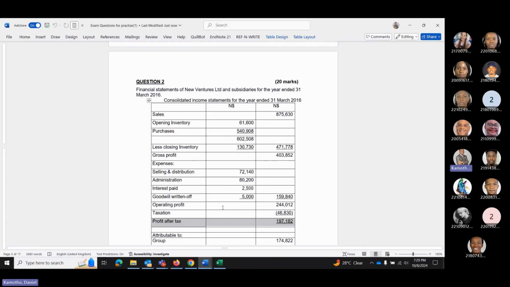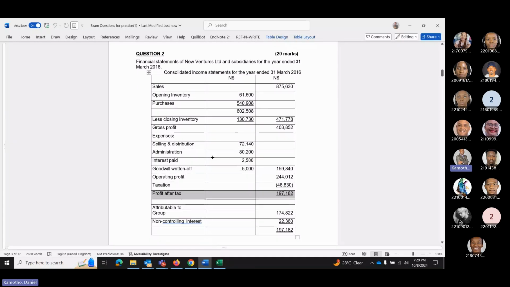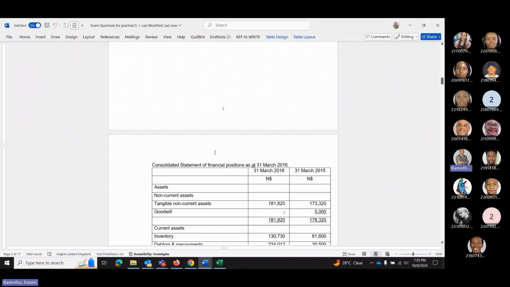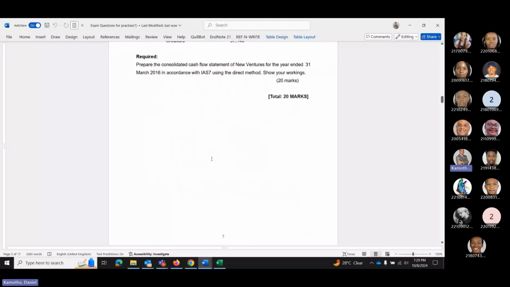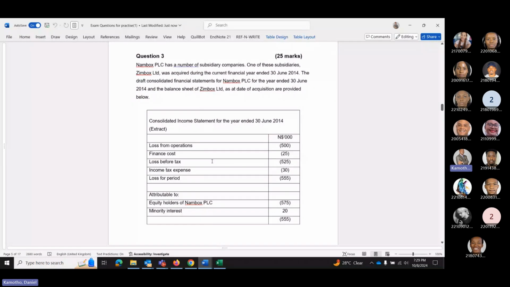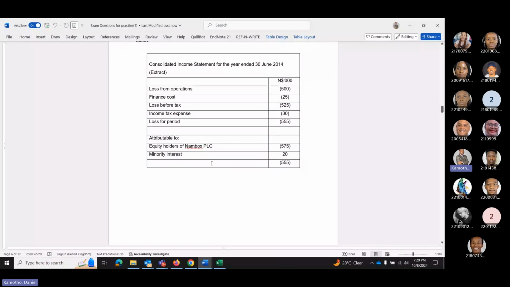In the olden days, we would give you a figure like this. This is a more detailed one. You see opening, purchases, and so on. So we can tell you to do a direct or an indirect and then do a reconciliation. Yeah, probably that is why it's more detailed. But I think let's do Numbox. There's no record. It's over-summarized, so it will be very difficult.